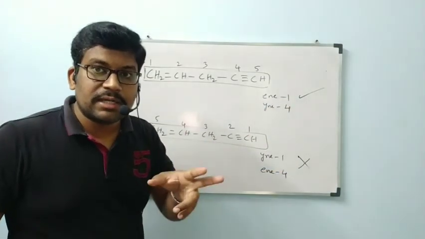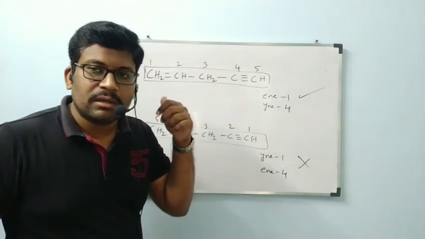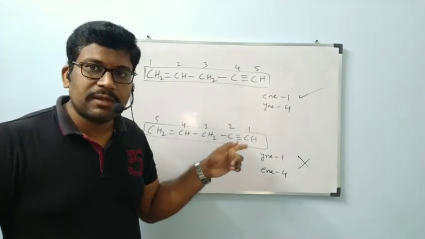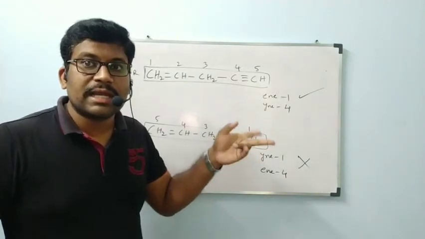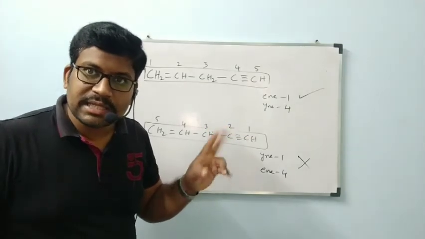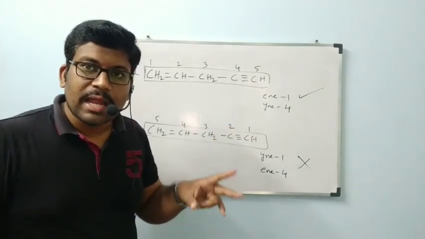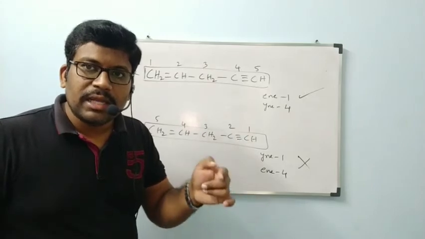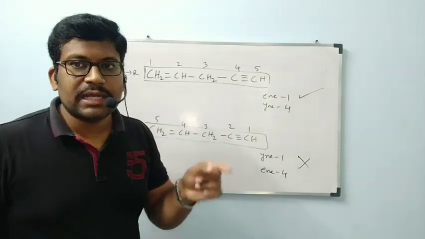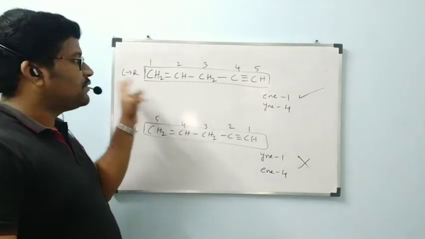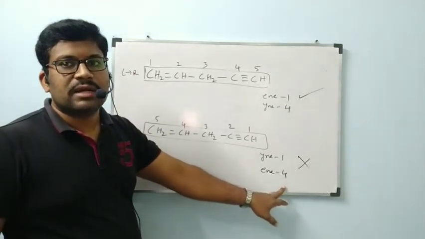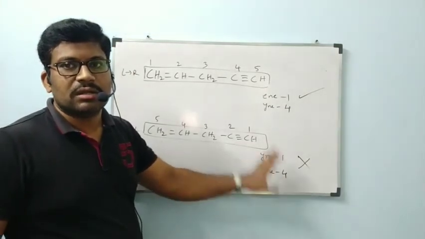When they are different, as in the last example we have seen, we follow the least number rule normally. Here priority must be given to ene because both are getting equal importance and both are getting the same numbers. According to alphabetical order, ene will be given priority and it should get the least number. In which numbering does the double bond get the least number? Left to right. Right to left, ene is getting 4, so that is not the least number. So this is wrong, this is correct.